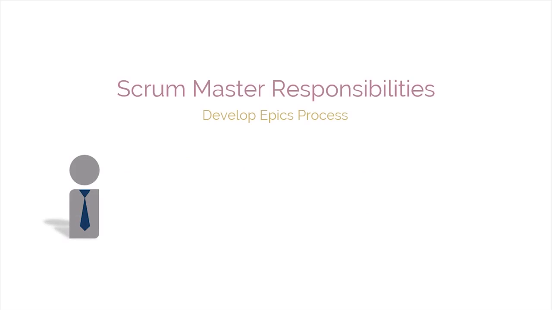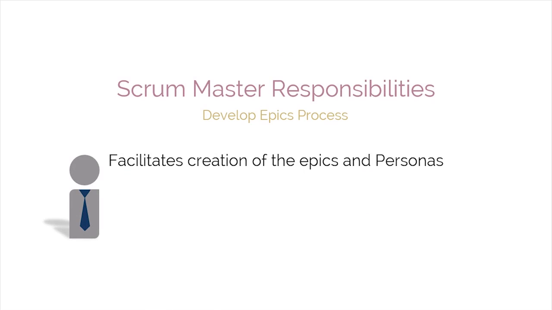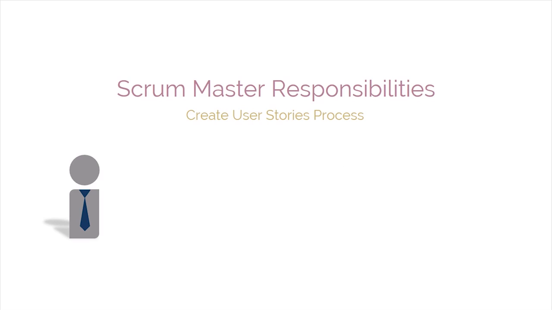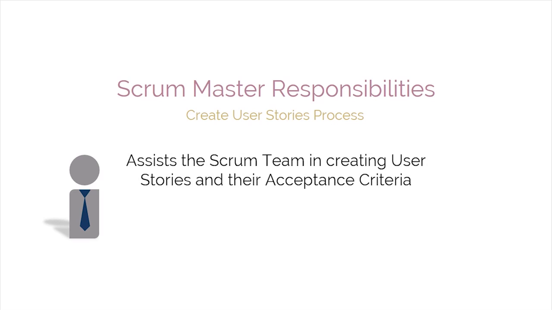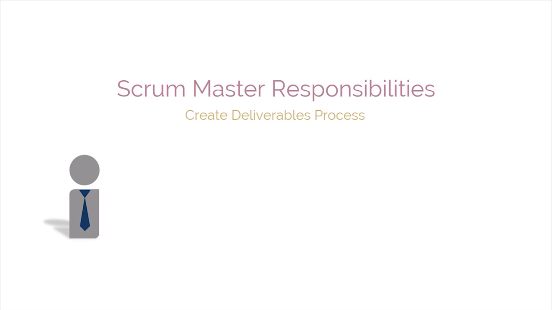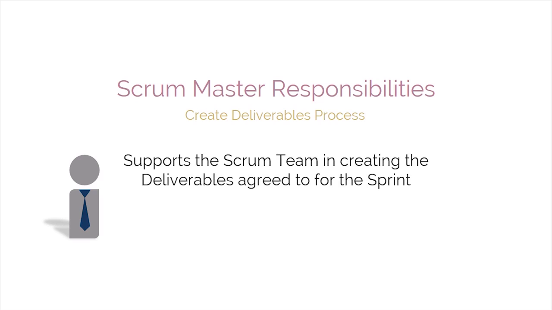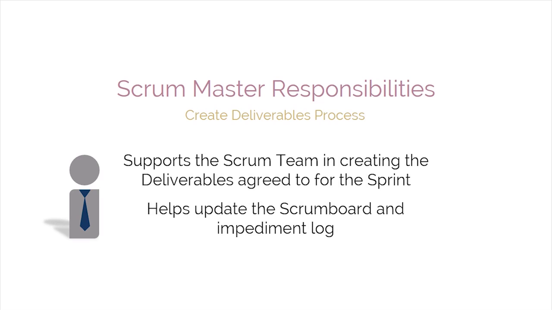The Scrum Master's responsibilities are many, and they change depending on which process is being conducted at the time. For example, during the Develop Epics process, the Scrum Master facilitates creation of the epics and personas. Likewise, during the Create User Stories process, the Scrum Master assists the Scrum team in creating user stories and their acceptance criteria. And during the Create Deliverables process, the Scrum Master supports the Scrum team in creating the deliverables agreed to for the sprint and helps update the Scrum board and impediment log.